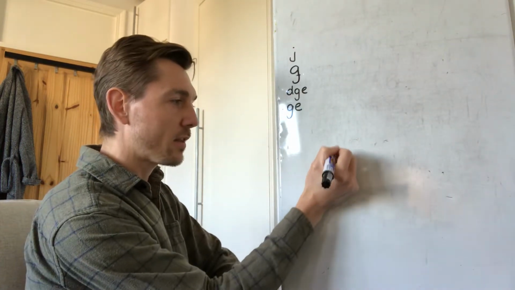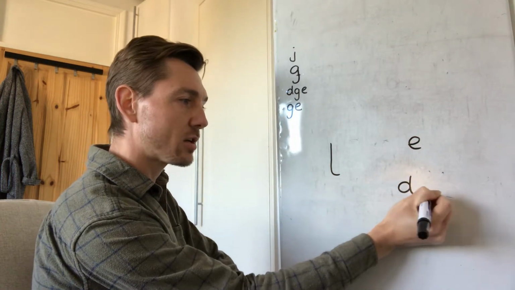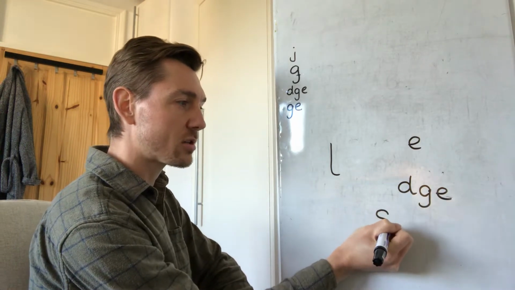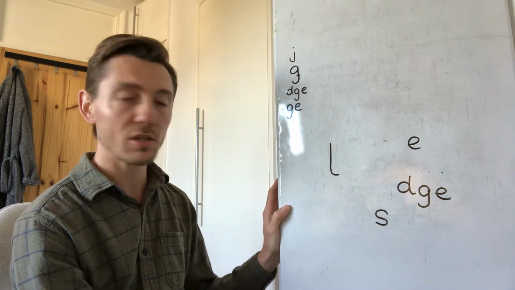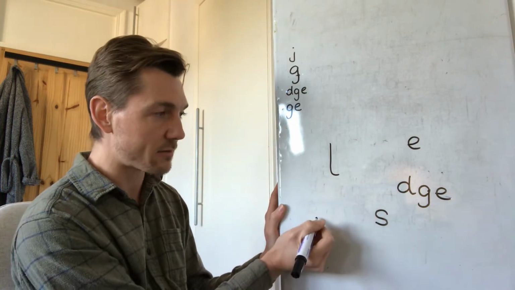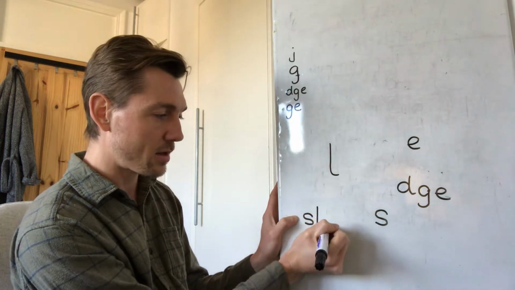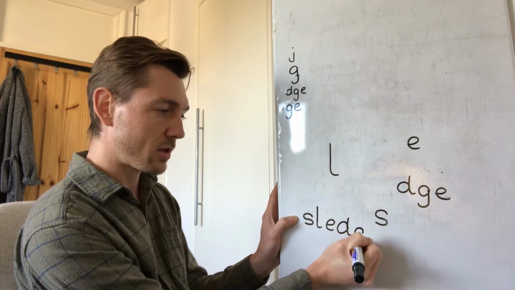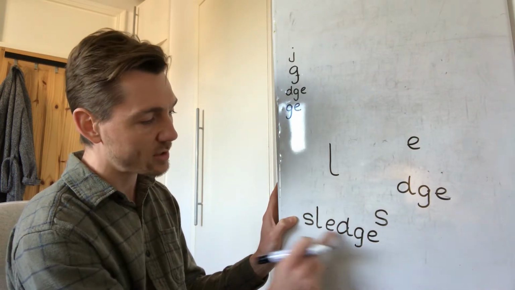Okay, the next word is sledge. Sledge. So say the sounds to build the word sledge, and then we'll say the sounds to read. S, l, e, j. Sledge, sledge.